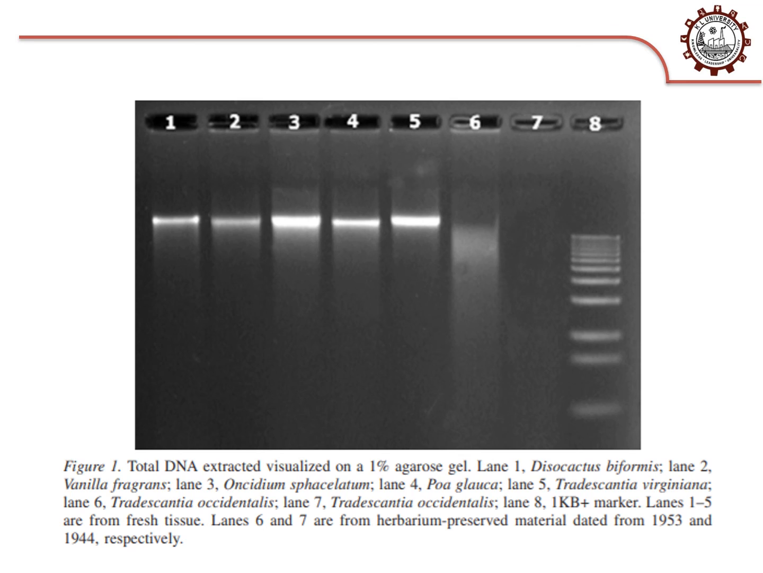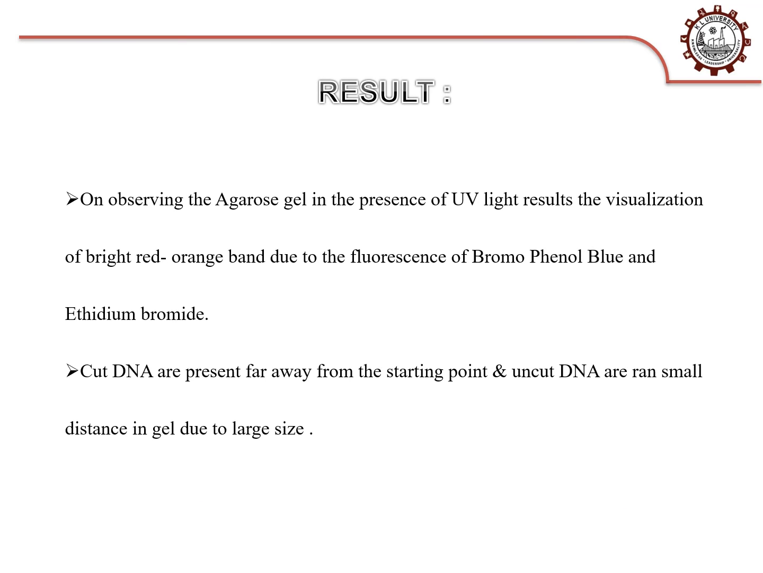And the eighth one is the 1 kb plus marker. This 1 kb plus marker is used for quantification of double-stranded DNA in the range of 100 base pairs to 15,000 base pairs, which gives sharp, clear bands. Coming to the result, on observing the agarose gel, the presence of UV light results in the visualization of bright red-orange bands due to the fluorescence of ethidium bromide. The cut DNA is present far away from the starting point, and uncut DNA runs small distances in the gel due to its large size.